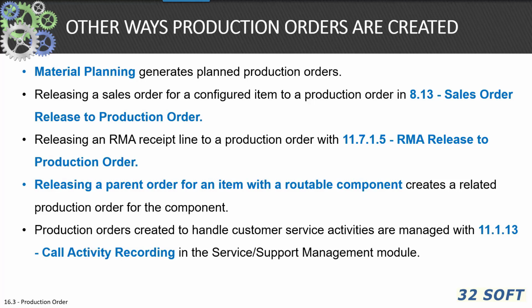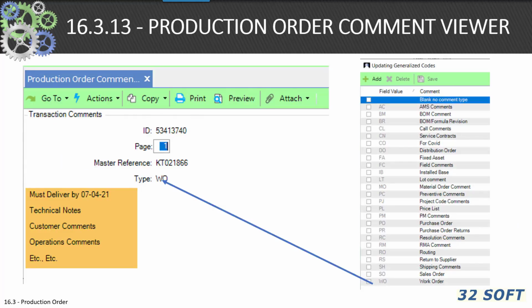MRP is going to plan the production orders just like it did with the old work orders. If you've got configured items, you can use the 8.13 sales release to production order. If you use RMAs in service and support, the 11.715 release to a production order. We talked about the routing of the routable components. And if you use service and support, you can use the call activity control, which is in essence a new production order. There's this great new tool, 16.3.13, production order comment viewer.